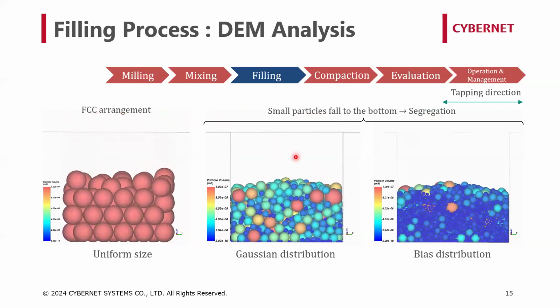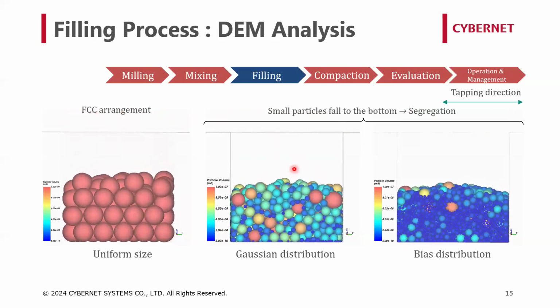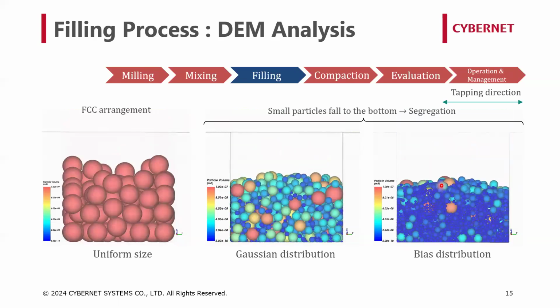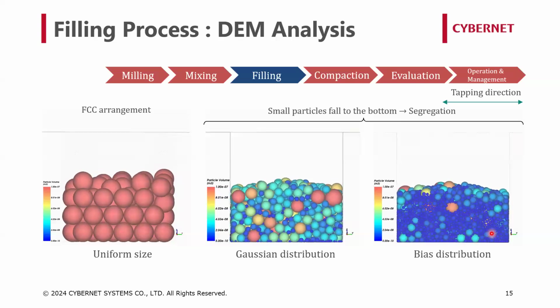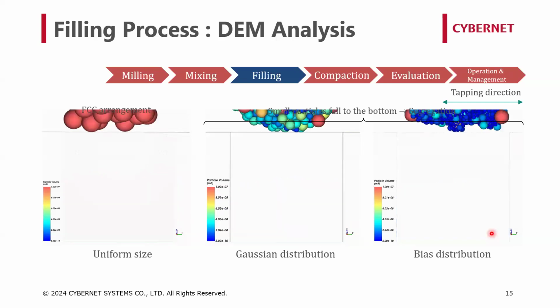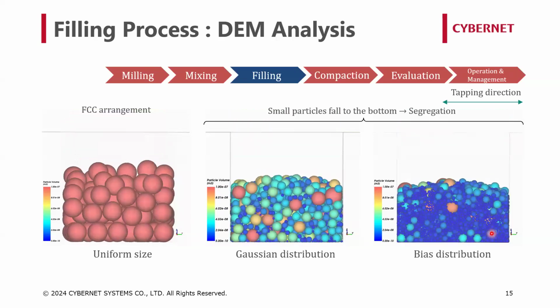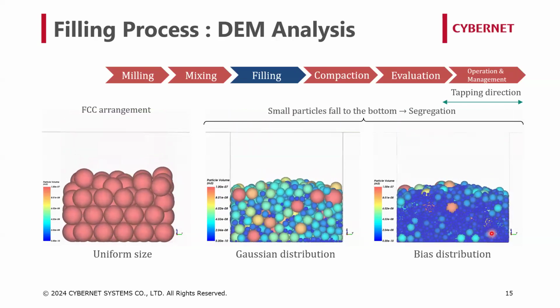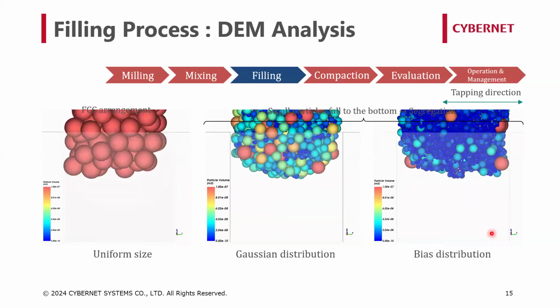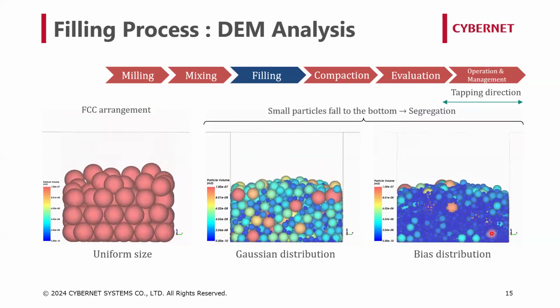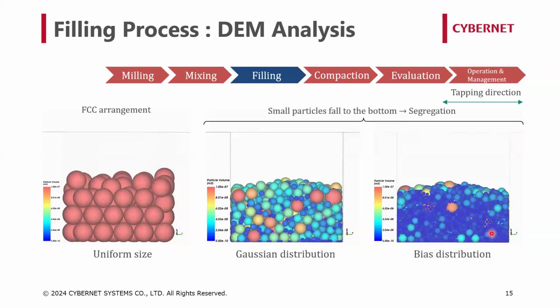The other two animations are the results in the case of powder having size distributions. Biased distribution means that the probability peaks are more biased toward smaller sizes than the Gaussian distribution. When smaller particles are mixed as a Gaussian distribution, they enter the gaps created between the larger particles, so the final packing ratio is higher than for the uniform size.